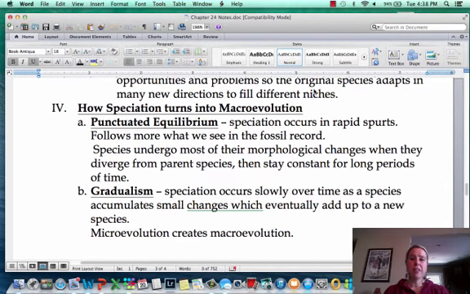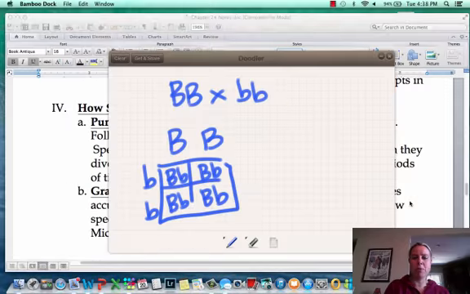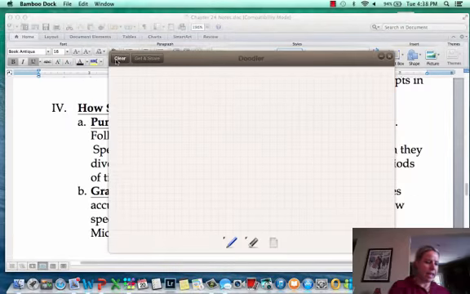Okay, so all of these events that we've been talking about is kind of getting into that idea of macroevolution. And there's two ways that scientists think that speciation happens as far as time frames go. There's punctuated equilibrium, and then there's gradualism. So what I'm going to do is draw them both for you. Let me clear this off, and you can kind of see what I'm talking about.